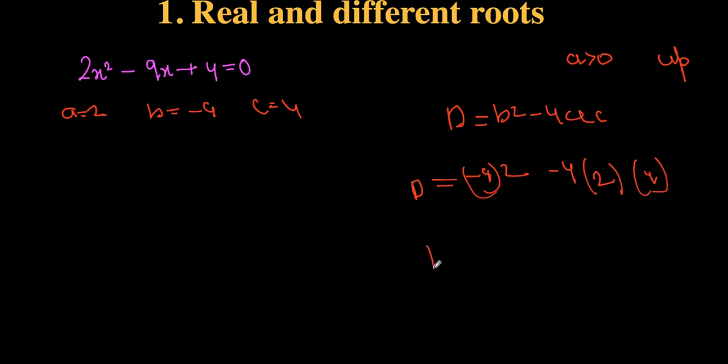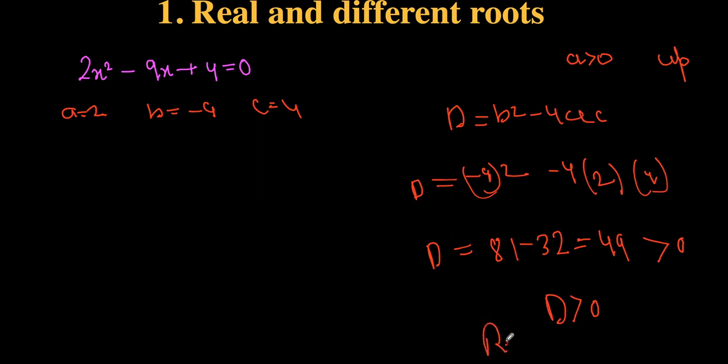If you further solve this, you will get d is equal to 81 minus 32. You can check with your calculator and you will get 49. So what is this? 49 is always greater than 0, which means d is greater than 0. So that means you'll get real and different roots. Hope that is clear to you.